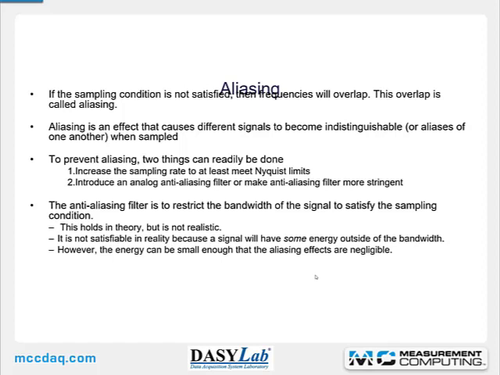To prevent aliasing, you can increase your sampling rate to at least twice the highest expected frequency, or you can introduce an analog anti-aliasing filter or make an anti-aliasing filter more stringent. Now, this is analog so that it is applied before the data is digitized. The anti-aliasing filter restricts the bandwidth of the signal to satisfy the sampling condition. It's like many of these things in theory, but it's not always realistic. A signal will always have some energy outside your bandwidth, but what you're trying to do with an anti-aliasing filter is reduce that energy to the point that the aliasing effects are negligible.